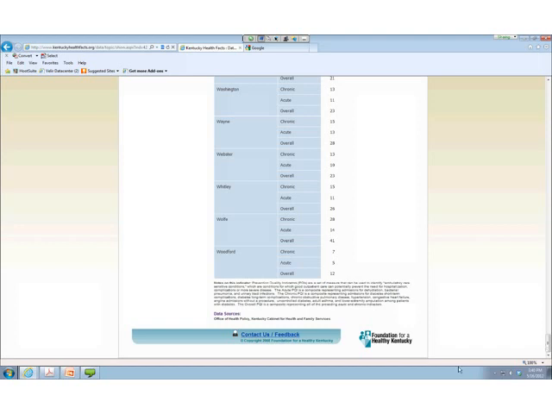And I don't have that link on this page, but that's kind of an excuse for me to show you our resources page as well. I'm going to come up here to the top.